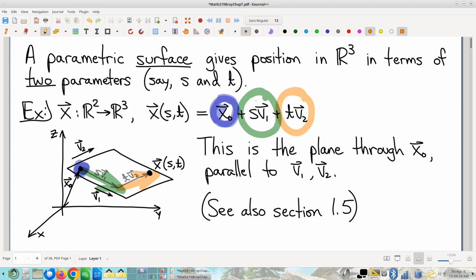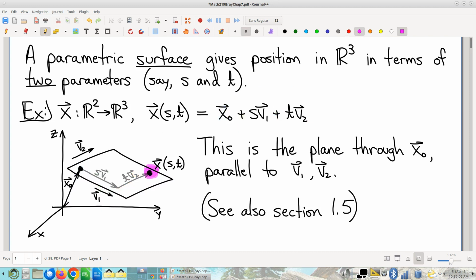S, as a parameter, then, allows you to go as far as you want in the v1 direction, as far as you need to. And likewise, T allows you to go as far as you need to go in the v2 direction. And now, geometric appeal, if from this point you can go arbitrarily far in that direction and arbitrarily far in that direction, you can get to anywhere in the plane, right, by just tailoring these S and T appropriately.